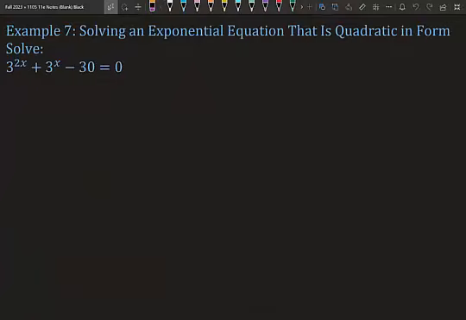Example 7. Solving an exponential equation that is in quadratic form. So there's this thing called u substitution, and it is so important in trigonometry and up. And today we're going to just get an introduction on what does that mean. So we have 3 to the power of 2x plus 3 to the power of x minus 30 equals 0. I know that this is a quadratic form because it's squared. It's 3 squared x. It's 3 to the power of 2x.